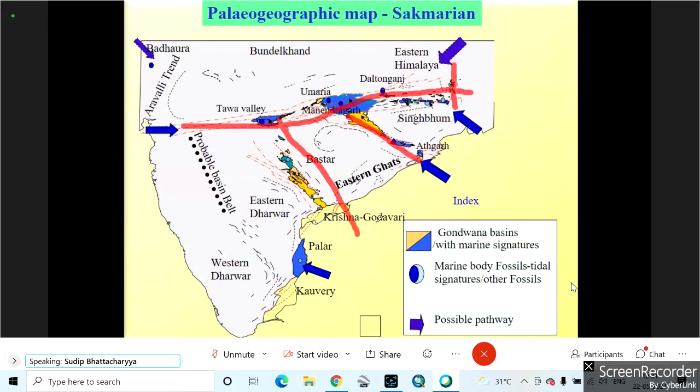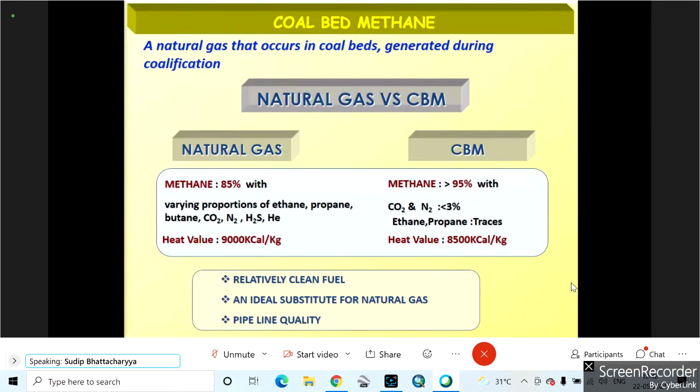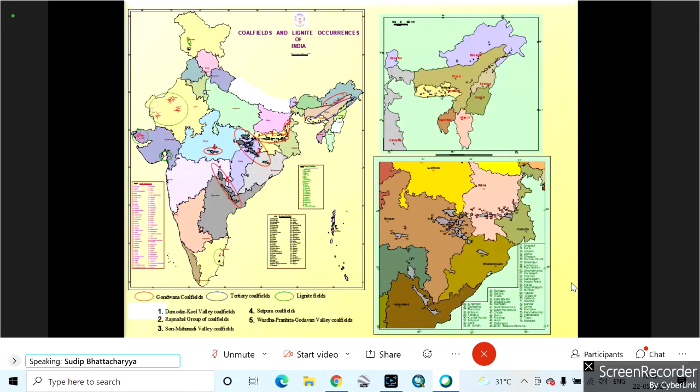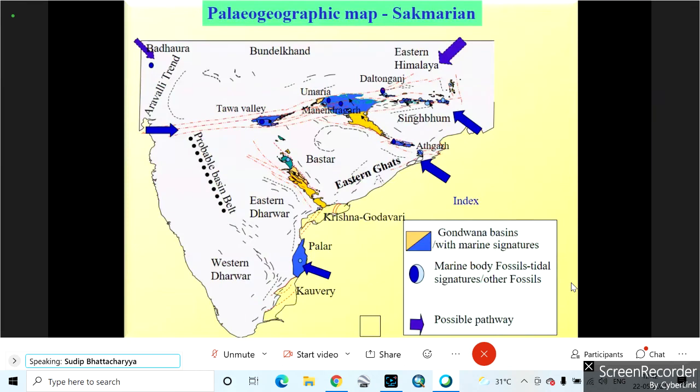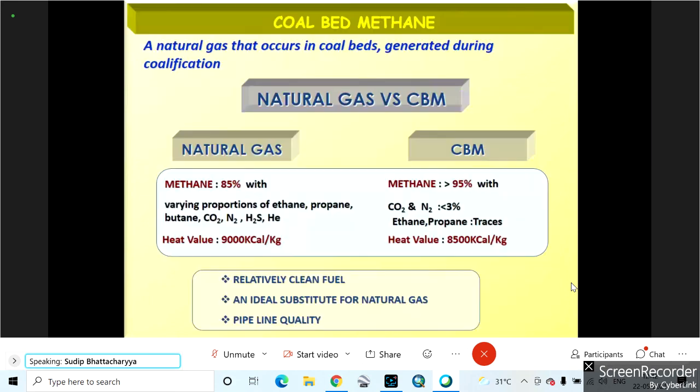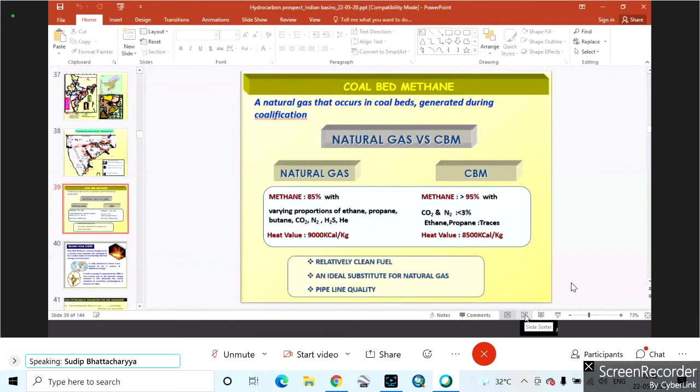All these things suggest that they are in a collinear or linear fashion, the Gondwana basins, where we are getting our Indian coal. Now in the Indian coal, where there is coal and lignite in this way, not all the coals and lignites are associated with these gaseous phases. That means coal bed methane or gas.